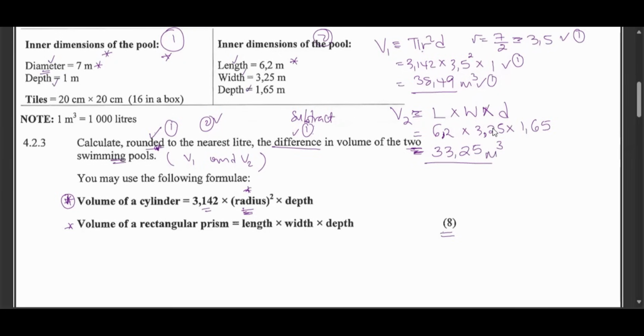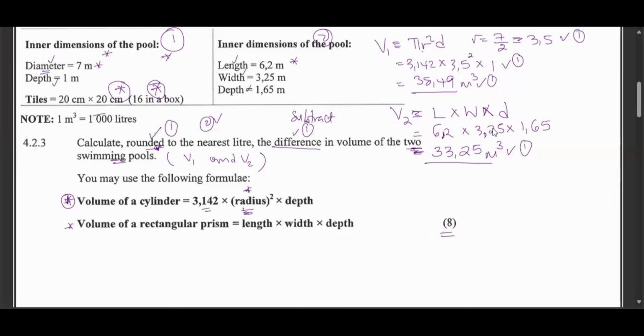Someone might ask us, what about the tiles? The tiles are not used in volume. We don't need them now. All right? Tiles are not a swimming pool. We are looking at swimming pools and we are looking at their volume, the space they have inside there. Okay, so we've got this. I believe you only get 1 mark because now you know how to substitute.